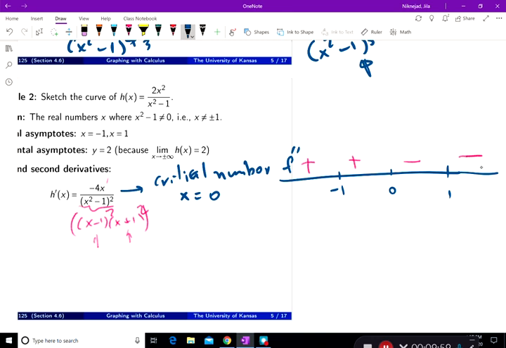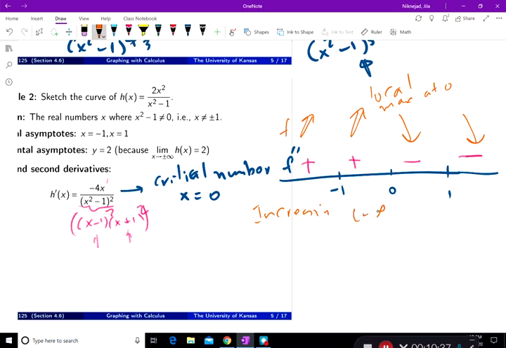So this is giving me the increasing and decreasing here. For f, it's increasing here, decreasing here. There is a local max at 0. At -1 and 1, I know that there is no local min or local max. So f is increasing on negative infinity to -1 and -1 to 0, and decreasing on 0 to 1 and 1 to infinity.